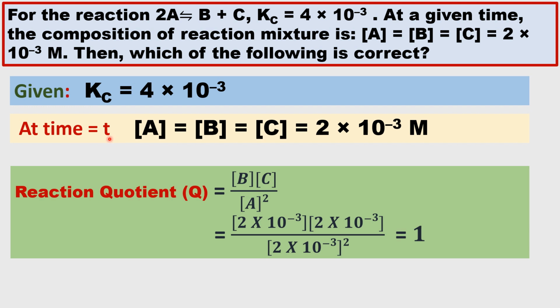If it is equilibrium concentration, then Kc equal to concentration of product divided by concentration of reactant we can write. But at some given point, the reaction quotient formula is used. Let us substitute the values: concentration of B 2 into 10 power minus 3, concentration of C 2 into 10 power minus 3, concentration of A 2 into 10 power minus 3 whole square. Therefore, it will get cancelled, Q equal to 1.